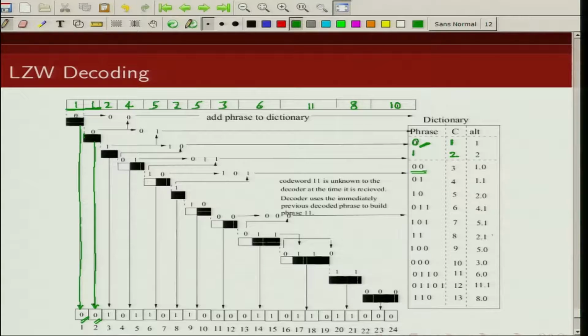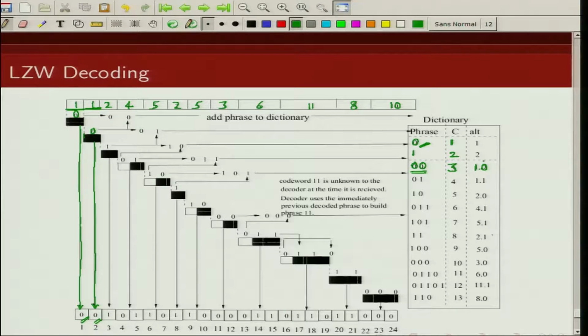Why 0 0? Because earlier phrase was 0. Innovation symbol here is 0. So I am going to add 0 0 to my dictionary. So I add 0 0 into dictionary, that's code word number 3, and in the alternative representation form this is 0 concatenation with 0. So 0 is code word 1 concatenation with 0.